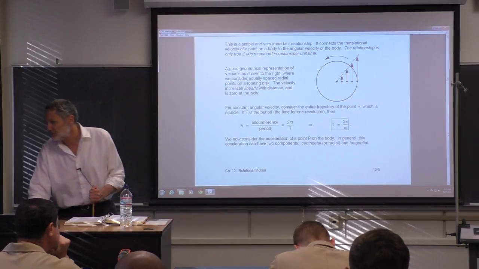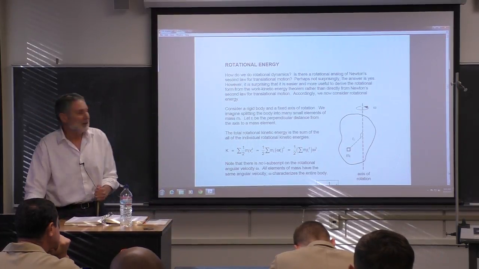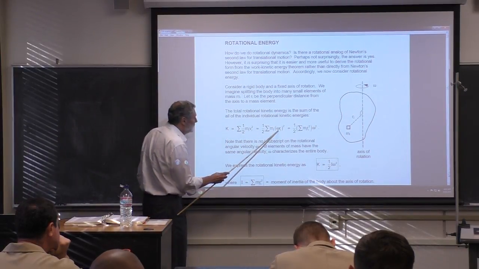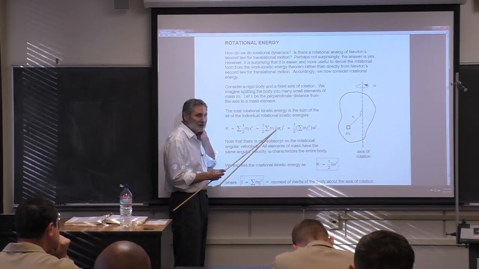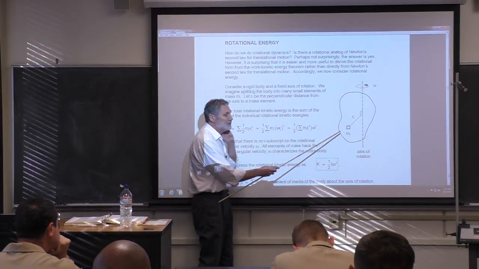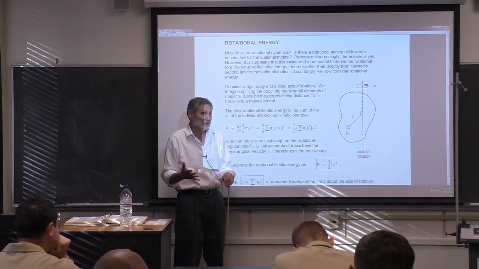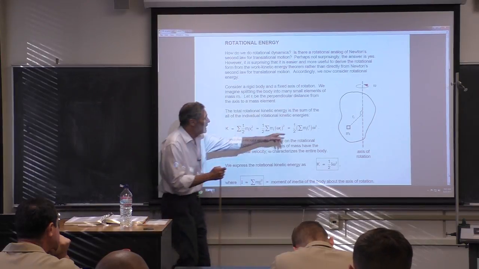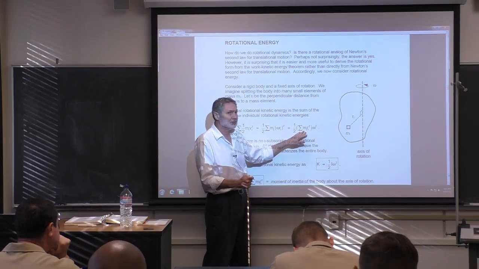So we substitute that expression, v equals omega r, into here. We square it, and now omega is a constant. Every point here has the same omega. It has the same rotational rate, right? This is a rigid body. So we don't have an i on it. It's characteristic of the entire body. So we can factor it out of the sum.